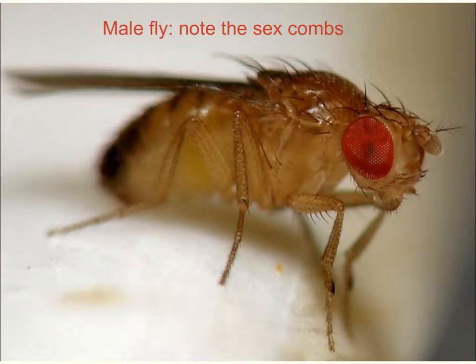Here we have the male fly. And again, if we look in that elbow area on those front legs, we will see the sex combs, and that's indicative of a male fly. And you will need to use this to separate the flies into the males versus the females.